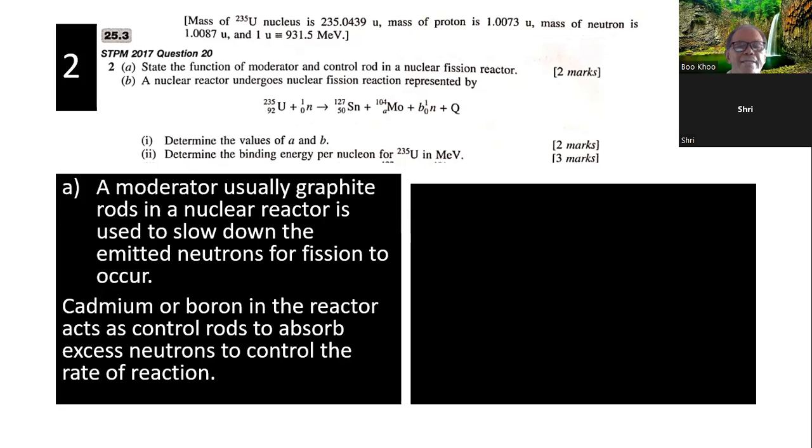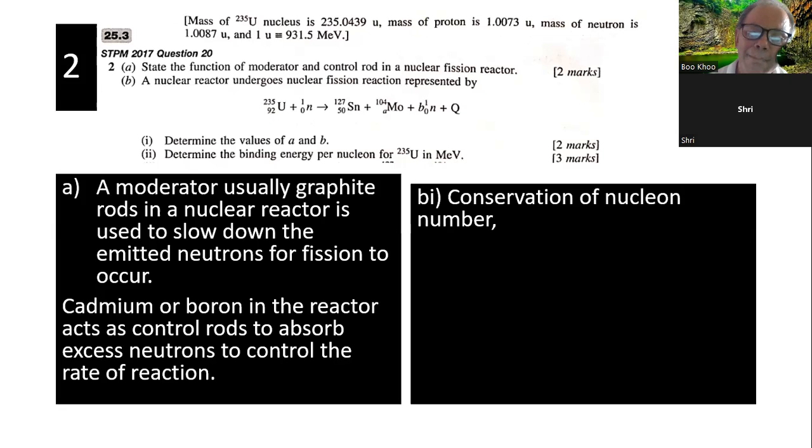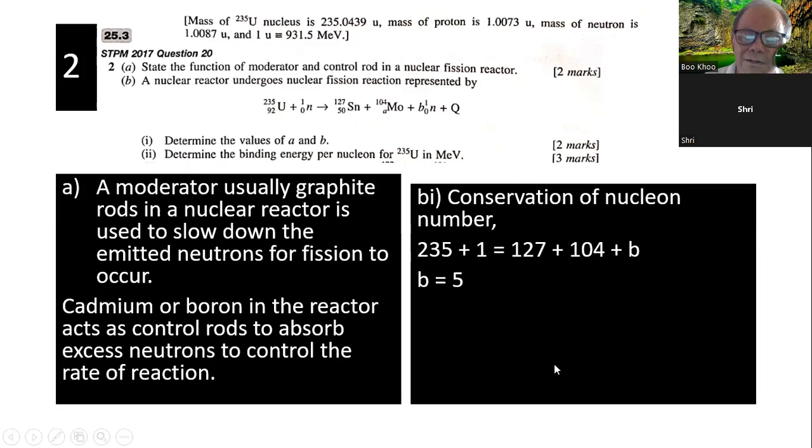Okay, determine A and B. What should I do? Conservation of nucleon number at the top there. Left hand side equals right hand side. This one is B times 1. This one is B. Okay, your B is 5.